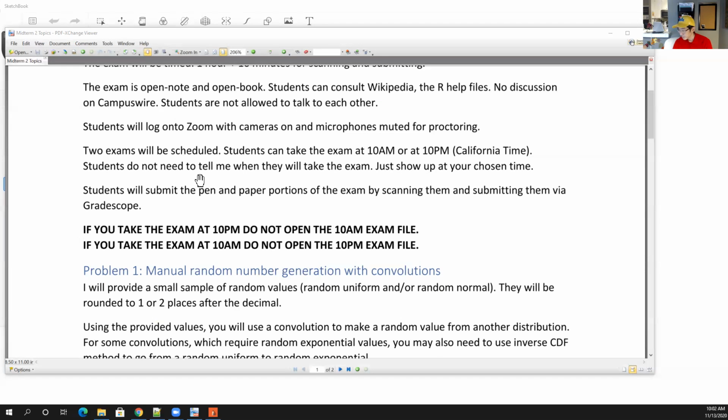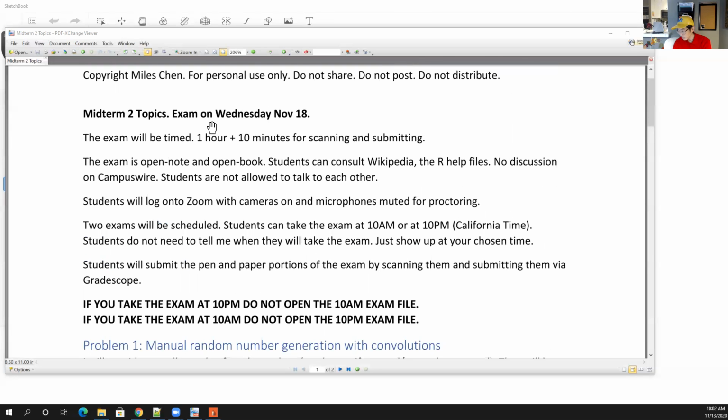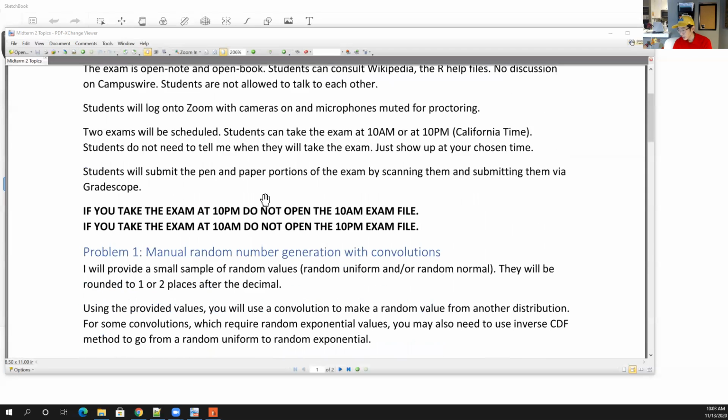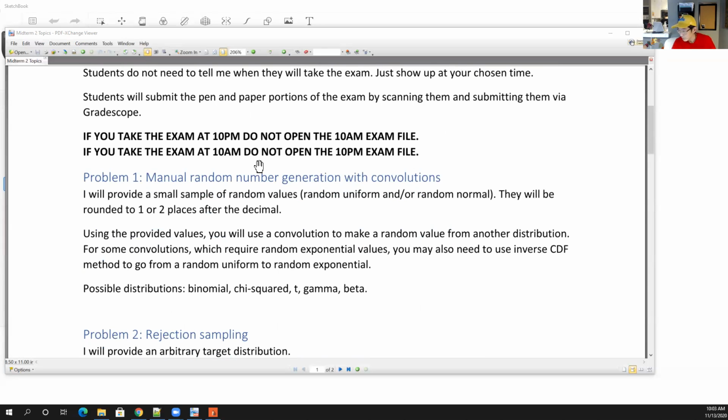And you'll submit the pen and paper portions by scanning them and submitting them via Gradescope. So you'll have 1 hour and 10 minutes, 1 hour for the exam, 10 minutes for scanning and submitting, okay? And then, if you're planning to take it at 10 p.m., don't open the 10 a.m. file. And if you take it at 10 a.m., don't open the 10 p.m. file.